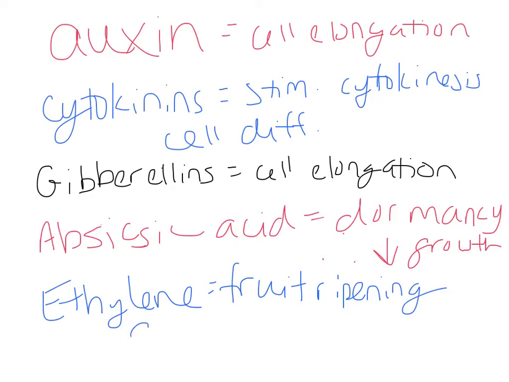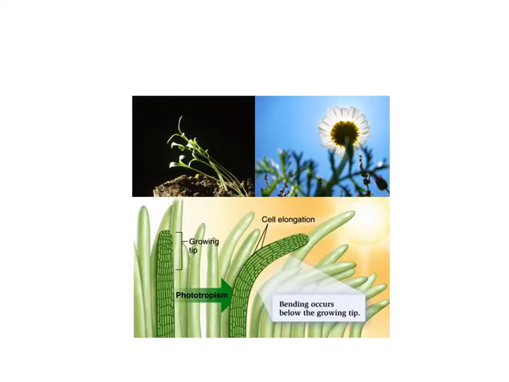Ethylene also signals the plant cells for apoptosis. Remember that programmed cell death? Okay, so this really lets you see that you've got a wide variety of plant hormones out there. Okay, so let's look at some of the responses a plant can have to a stimulus.